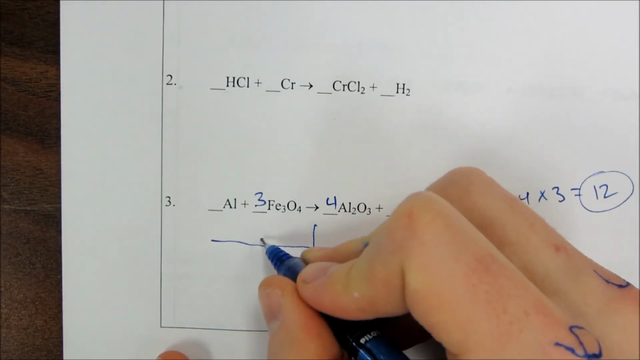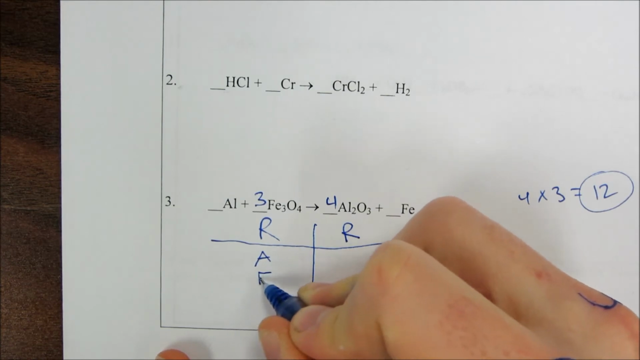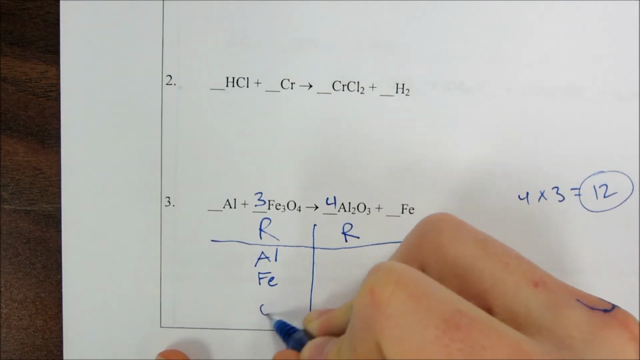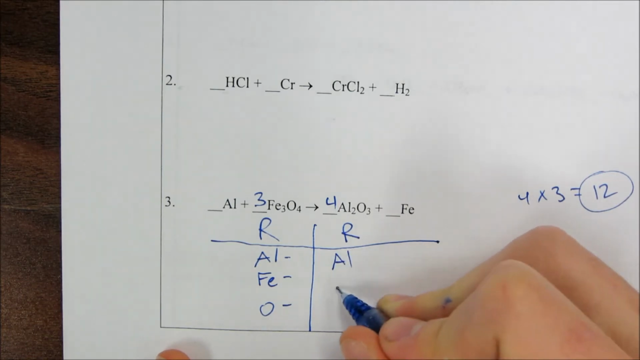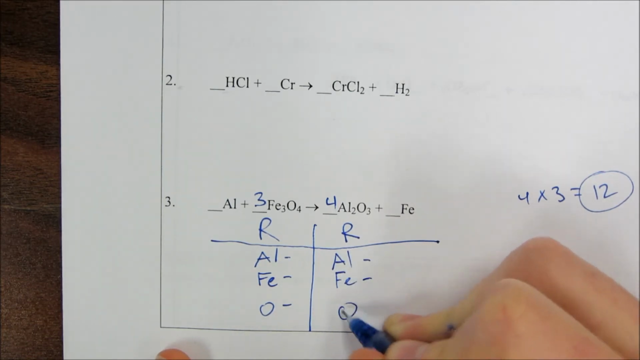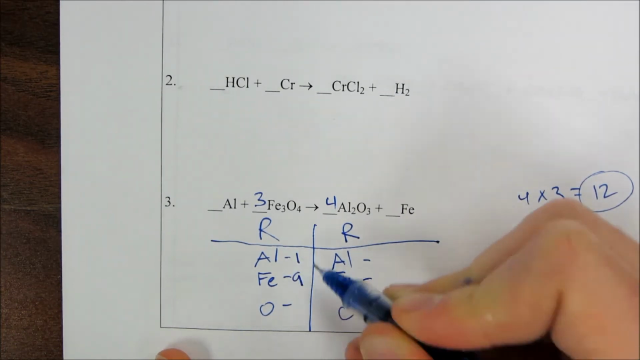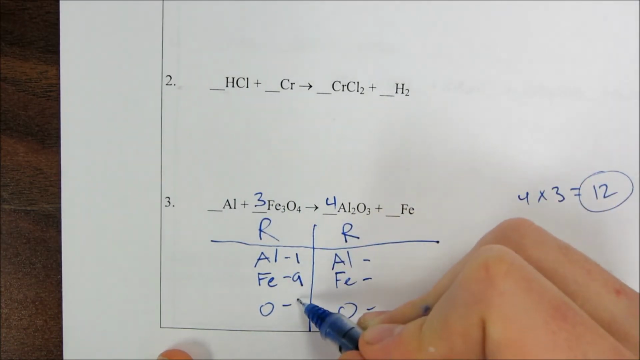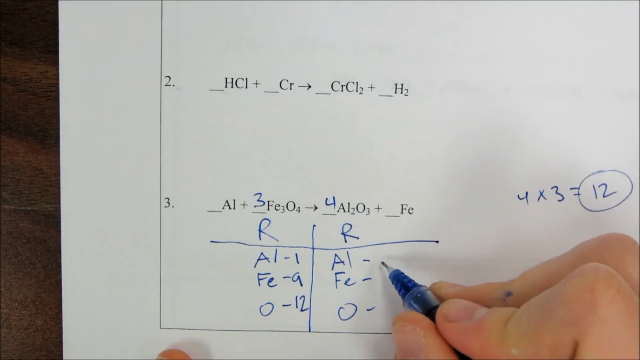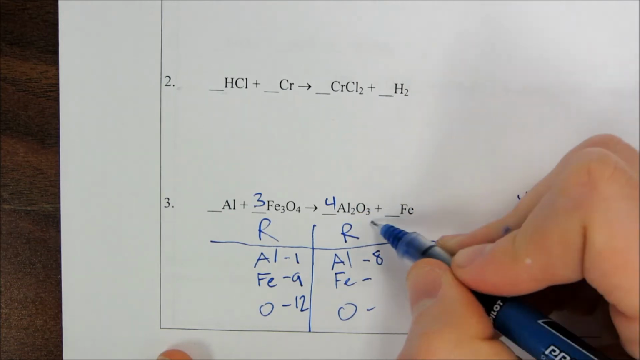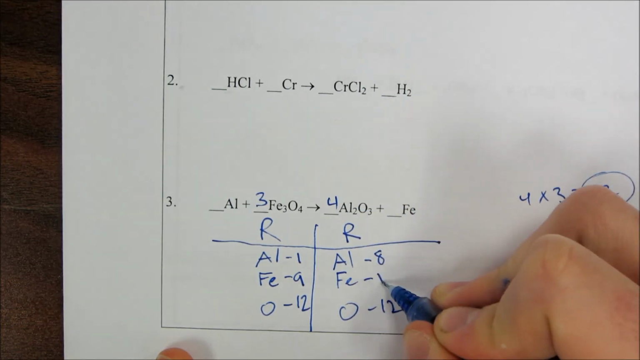Let's count them up. Here are reactants, here are products, Al, Fe, and O. Fe, and O. We have 1 aluminum, 9 irons, 3 times 3, 3 times 4, 12 oxygens. Here we have 4 times 2 aluminums for 8 aluminums, 4 times 3, 12 oxygens, and 1 iron.